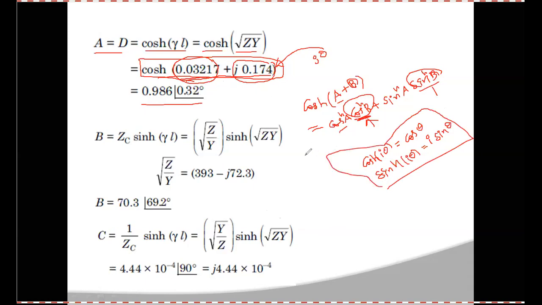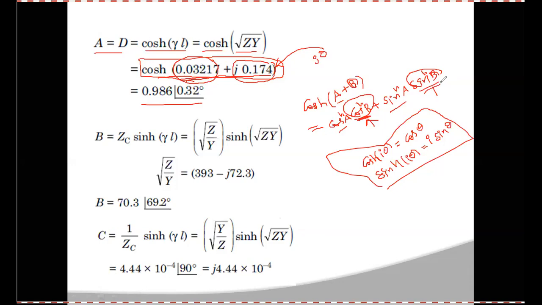So now this can be expanded as cosh of a is cosh 0.03217 into cosh beta. Cosh of j 0.174 can be written as cos 0.174, so you can calculate the cos 0.174 value using your calculator. In a similar manner, sinh a can be calculated as sinh of the a value, 0.03217. That value you can calculate with your calculator.